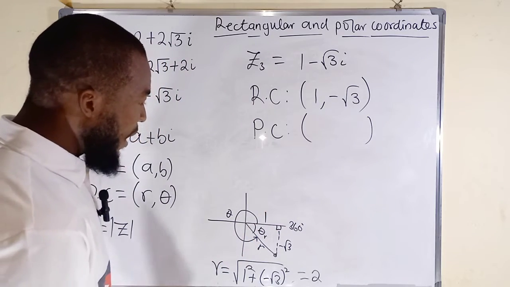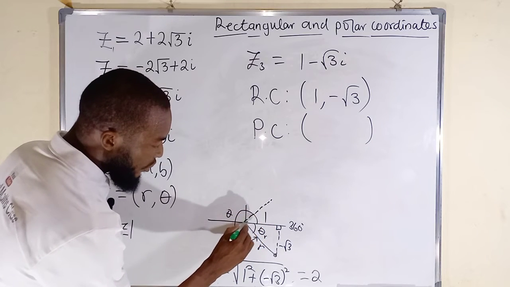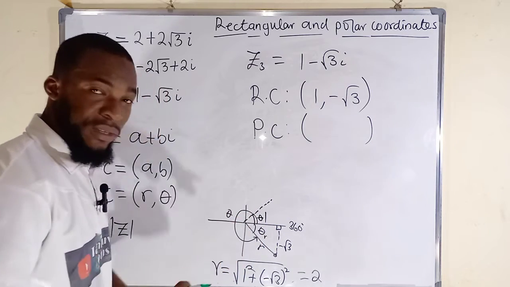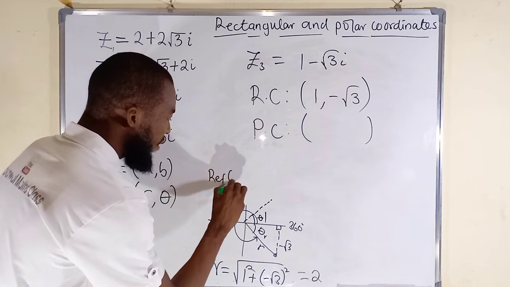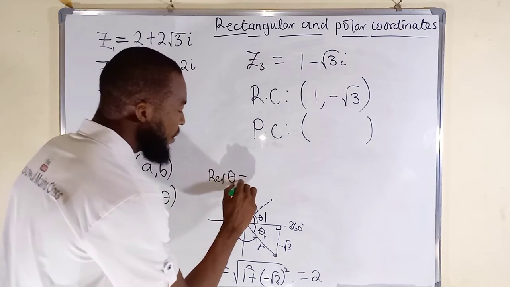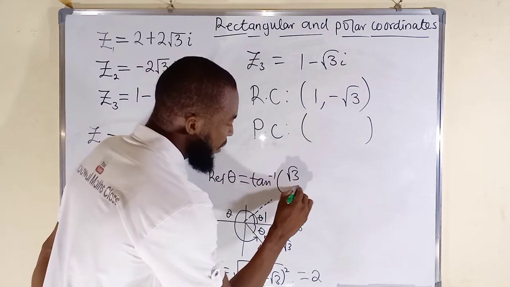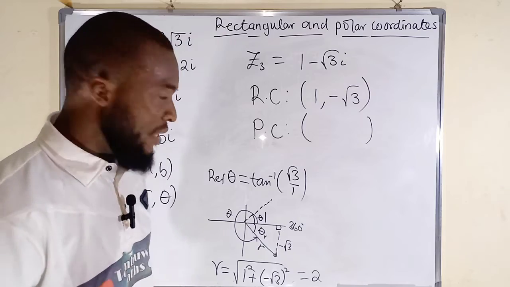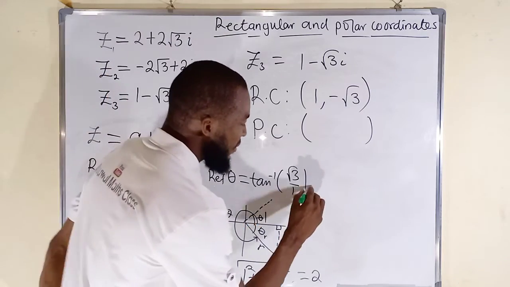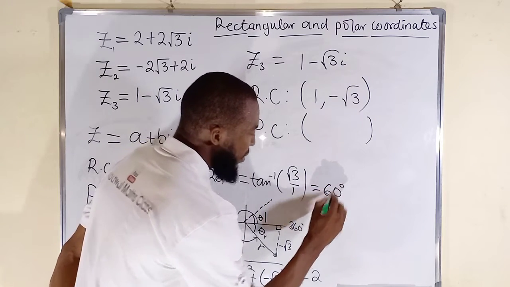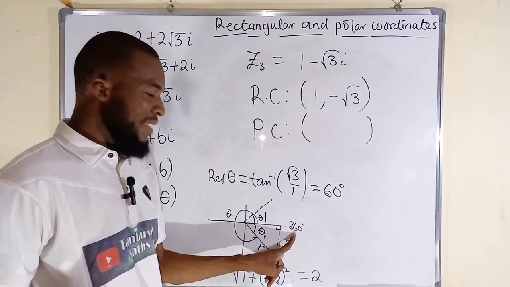Then the angle, we are going to use the reference angle, assuming that we are in the first quadrant. We can use this angle. They are all the same, right? So reference theta is equal to tan inverse of root 3 divided by 1, which is the same thing as root 3. And tan inverse of root 3 is equal to 60 degrees. But we are very close to 360.